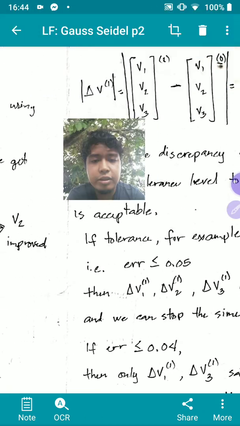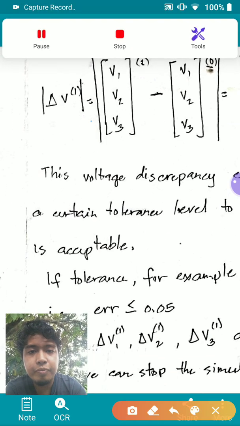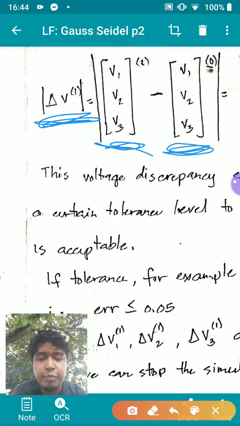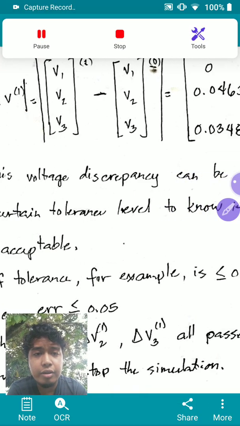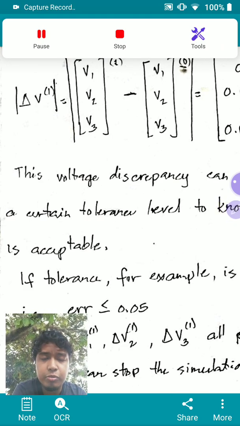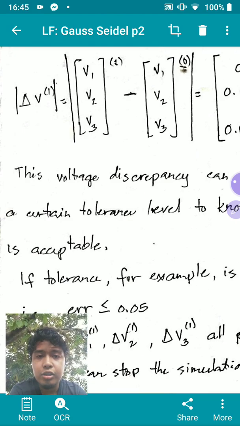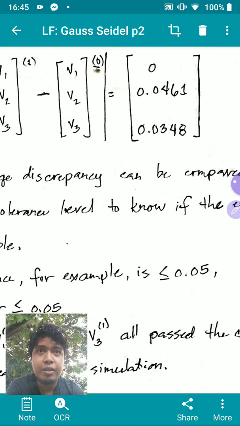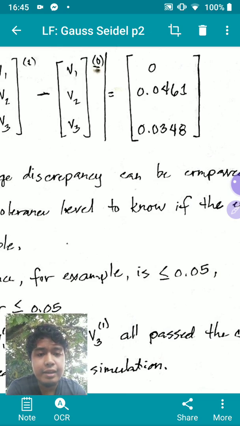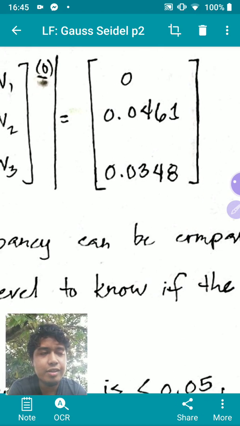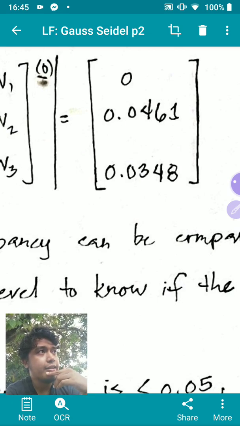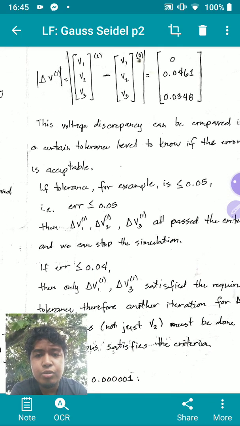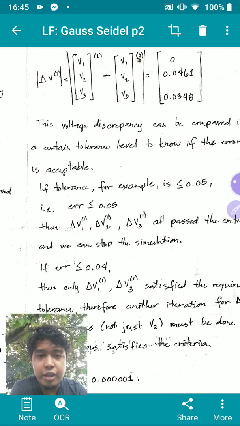Now if you compute for the discrepancies of the voltages, the discrepancy of the voltages after the first iteration is just the voltages at the first iteration minus the voltages on the previous iteration. In this case, those are the initialized values. Don't get the magnitude first then subtract. You must get the difference first and then get the magnitudes. So it's basically the magnitudes of the errors, not the error of the magnitudes. So these are the errors. This basically tells you how much the values of the voltages changed. So this voltage discrepancy can be compared to a certain tolerance level to know if the error is acceptable.